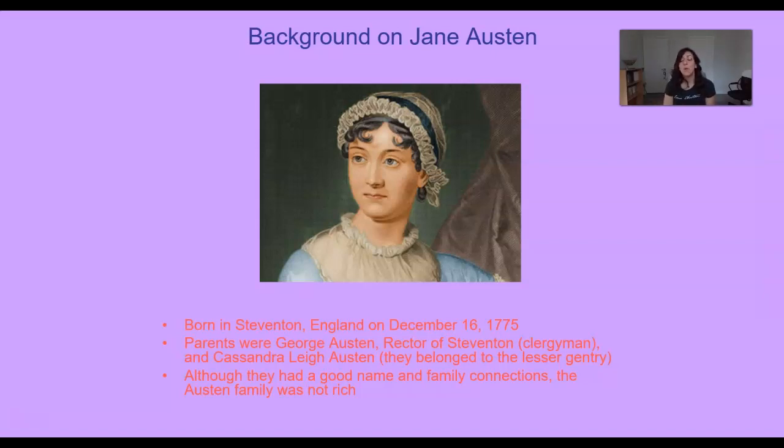Now, Jane Austen was British. She was born in Steventon, England. I put her birthday here, December 16th, 1777. Fun fact, that date is marked in my calendar. Every year on December 16th, I get a notification that pops up that says, Happy birthday, Jane Austen!